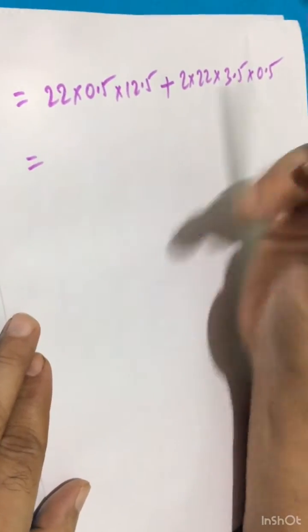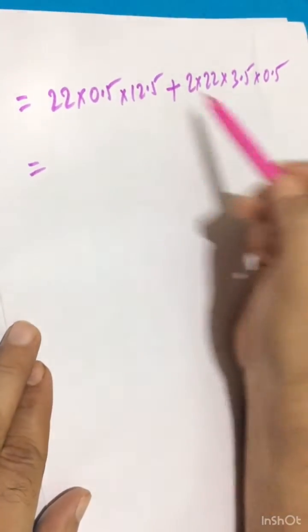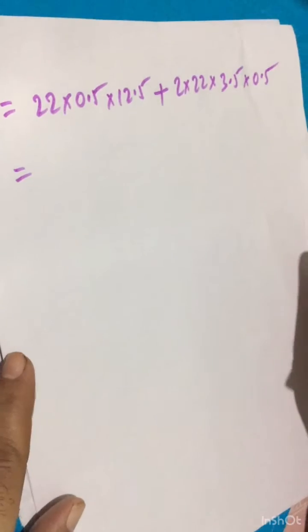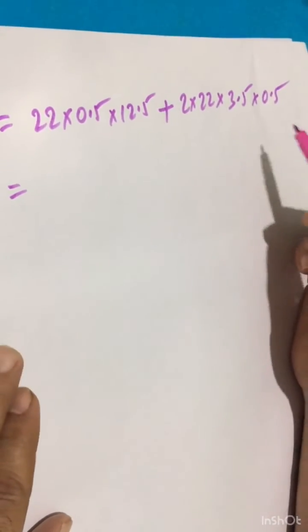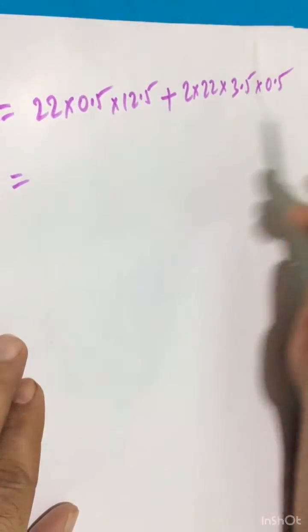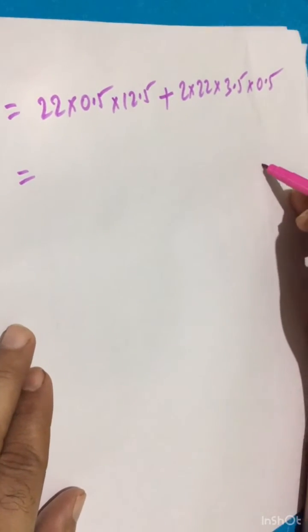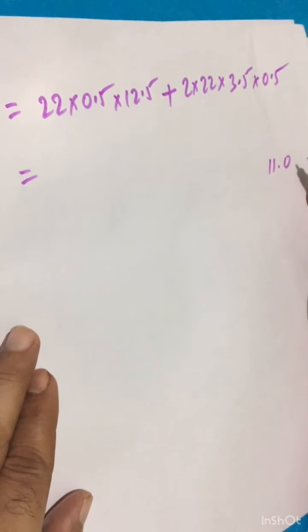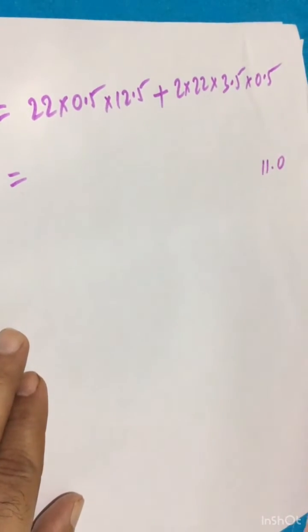So there is another way, or we can take common and do it also. So any way which you find simple, that way you can do. Let us multiply then one by one here. 22 into 0.5 is 11.0. So 11.0 into 12.5.